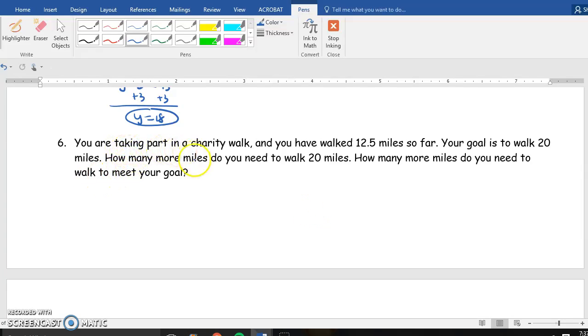And 6, you are taking part in a charity walk and have walked 12.5 miles so far. Your goal is to walk 20 miles. How many more miles do you need to walk to meet your goal? So again, you've walked 12.5 miles so far. Your goal is to walk 20 miles. How many more miles do you need to walk?